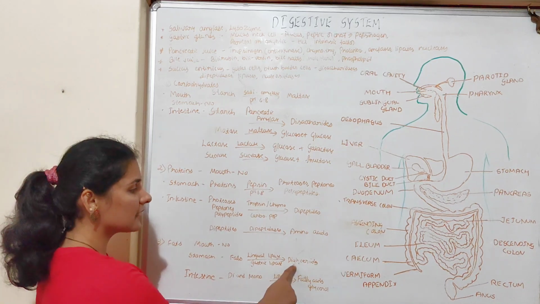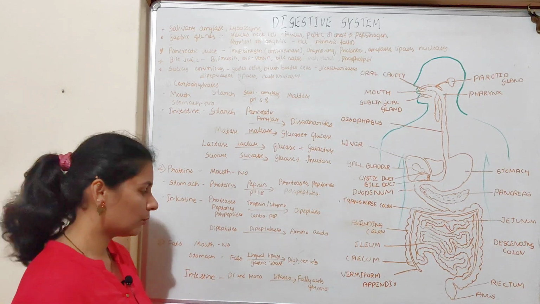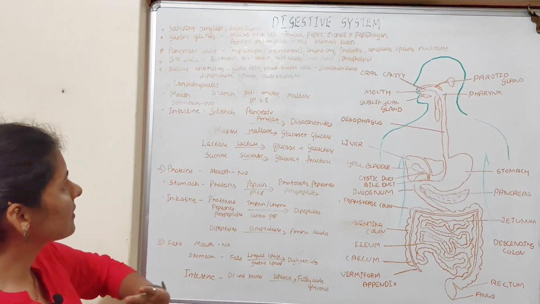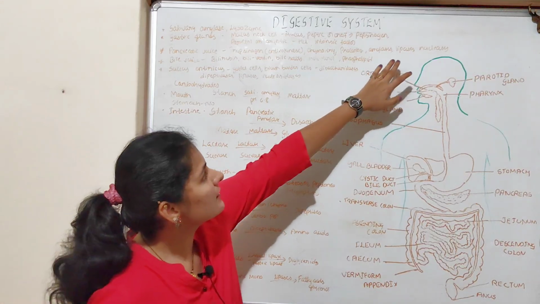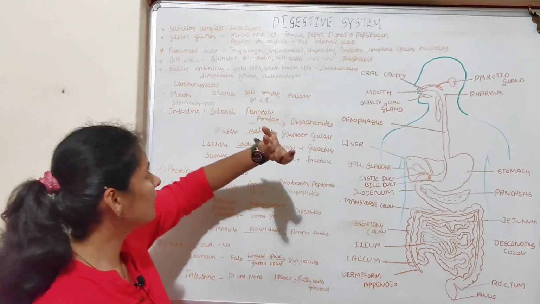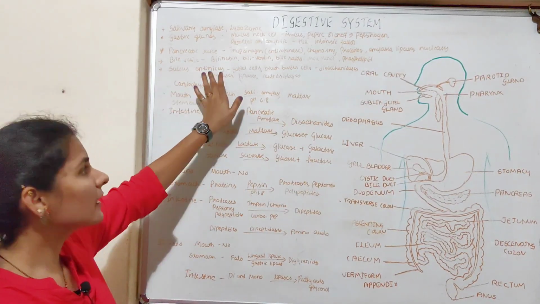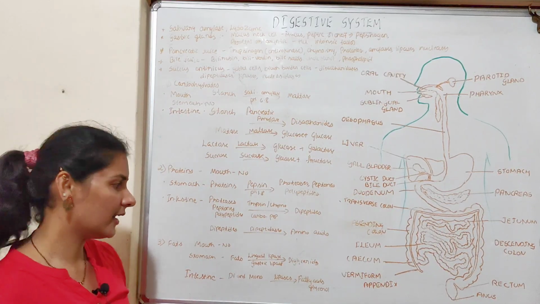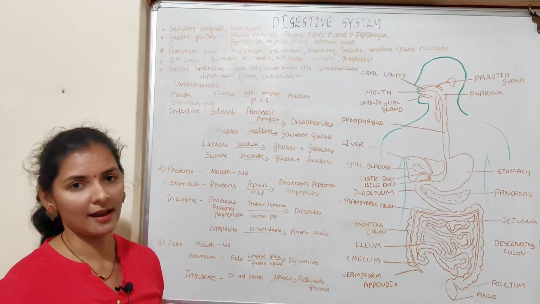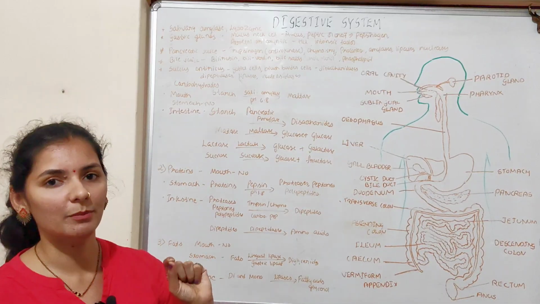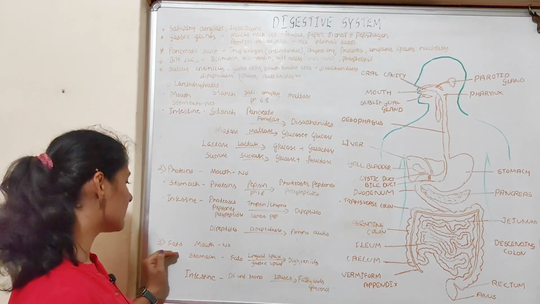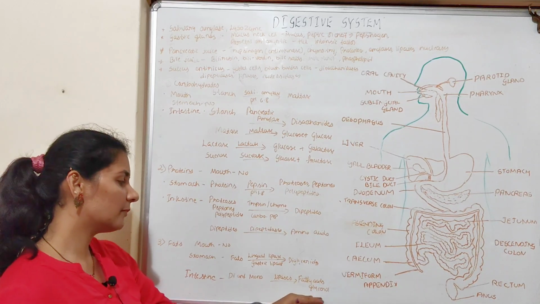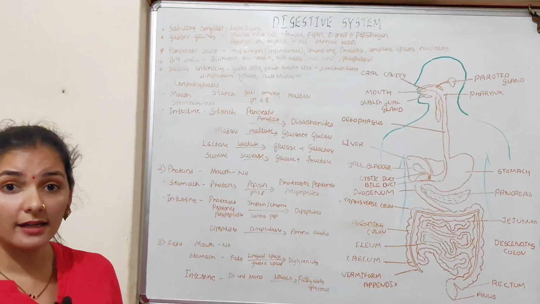Later these mono and diglycerides in the intestine are acted upon by lipases, that is both pancreatic lipase, the lipase present in the pancreatic juice, and the lipase present in the succus entericus. So both lipases act on the di and monoglycerides and convert them into fatty acid and glycerol, which is a simple soluble form. So that is how complex fat gets digested and converted into simpler form, that is fatty acid and glycerol.